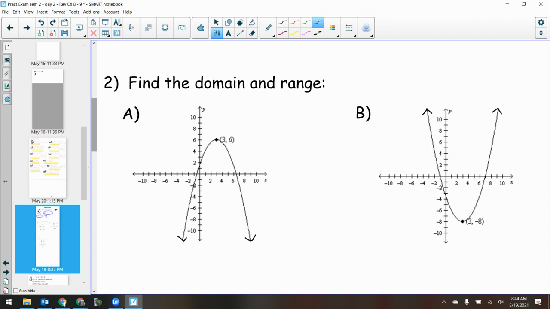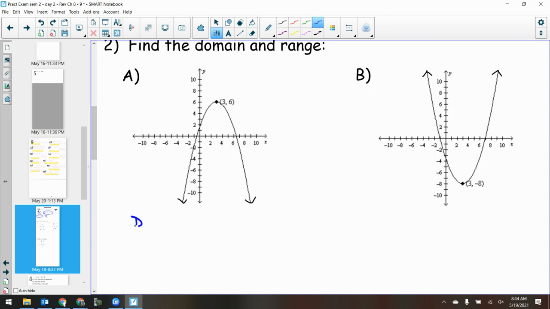Now remember, domain is the x values. Range is the y values. In terms of domain, for both of these examples, or really all quadratics, what is the domain for all quadratics? All real numbers, because it will go on forever to the left and to the right. So it's all real numbers here and all real numbers here. It's all real numbers all the time.